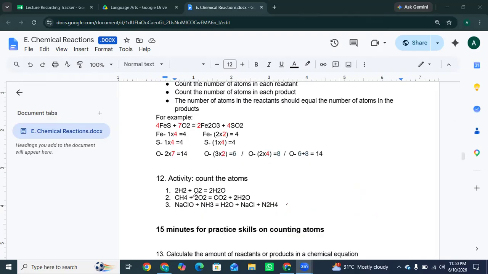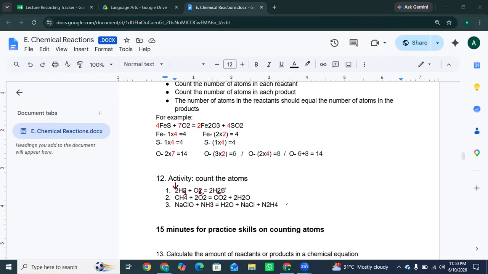So I think you can do this activity very well. The activity is to count the number of atoms. 2H2 plus O2 is equal to 2H2O. Look at the left side. This first 2 is big, and this 2 is small, and also this 2 is small.